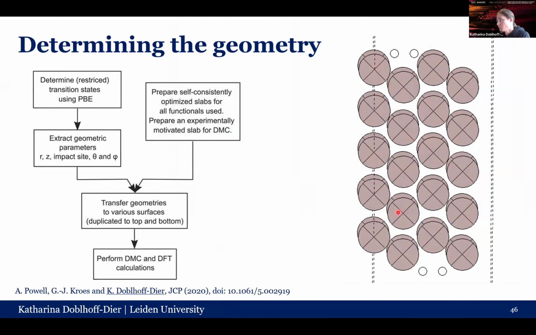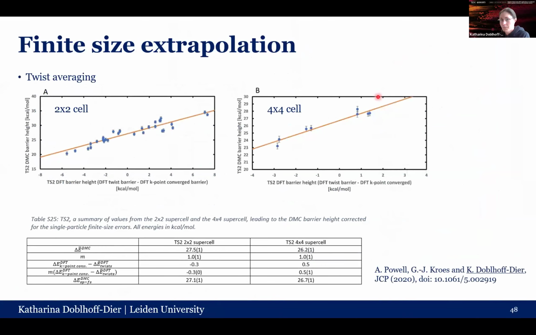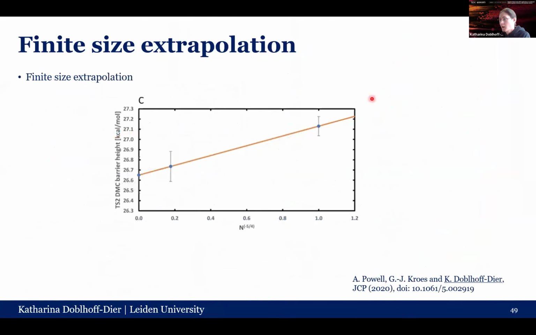We need an incredible amount of layers to get this converged, otherwise we just have an error. And this is the smallest supercell that we considered. But then from there, we actually do finite size extrapolations from this supercell that you just saw to a supercell that's twice as big, so that has 4 by 4 by 10 aluminum atoms in the surface, and then extrapolate to infinite size.